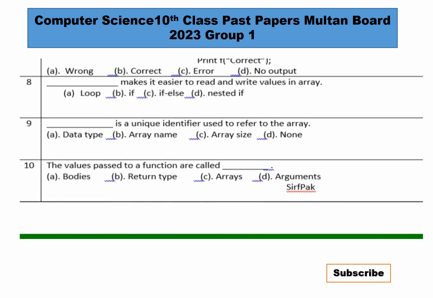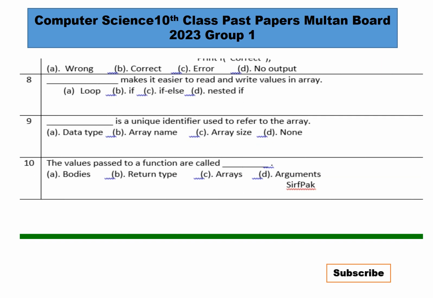MCQ number 9 is a unique identifier used to refer to the array. Data type, array size, done. Correct option is B, array name.